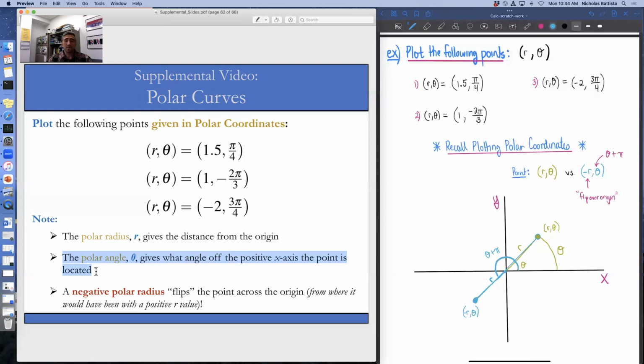All right, so those couple of things just to remind ourselves. What does the polar radius mean? What does the polar angle mean? How can we think about negative polar radii and things like that? So let's get into the actual points that we care about.